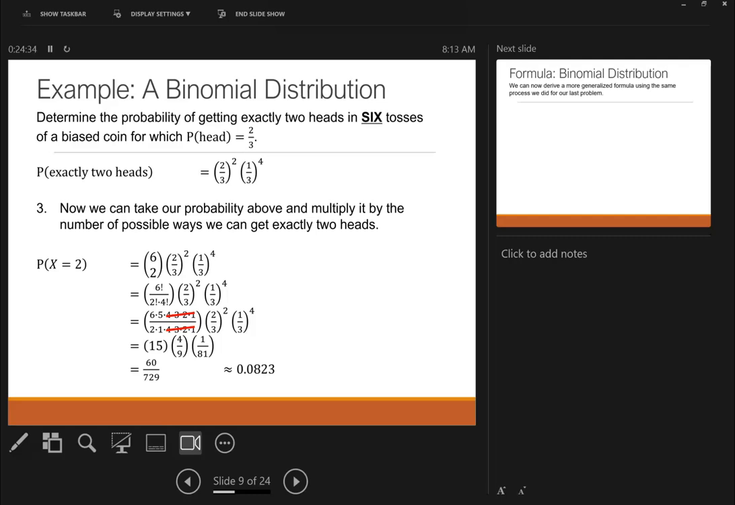Colby, what's up? How do you know when to make the number factorial? Like, how do you know to make the 6 and 2 and 4?